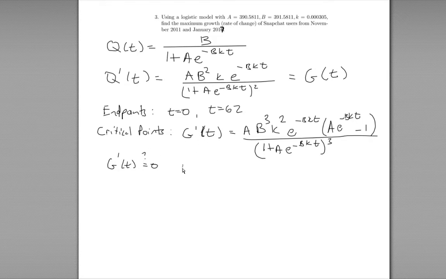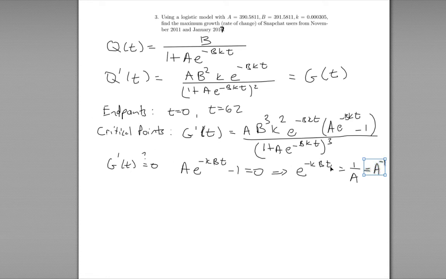So let's figure out when a e to the negative k b t minus 1 is equal to 0. Of course, I can put the 1 on the other side and divide by a. And so I get e to the negative k b t is equal to 1 over a. And because I know the rule of exponents, I can also make that a to the negative 1, because it'll make things easier for me. So I have that e to the negative kbt has to be equal to a to the negative 1.